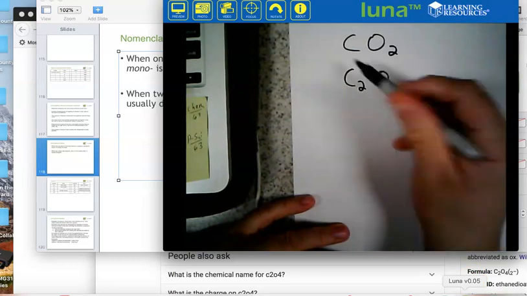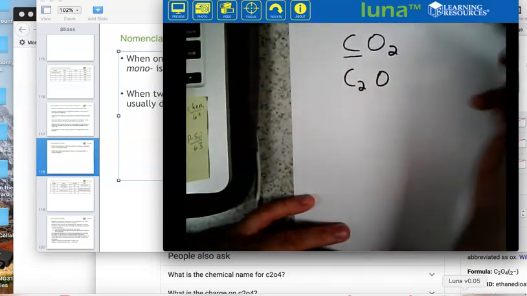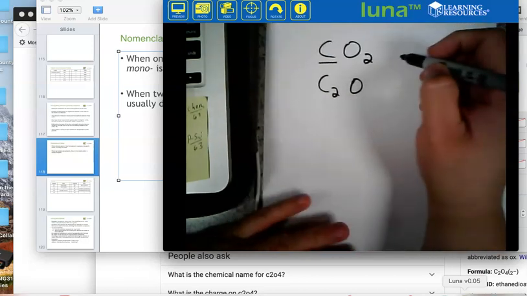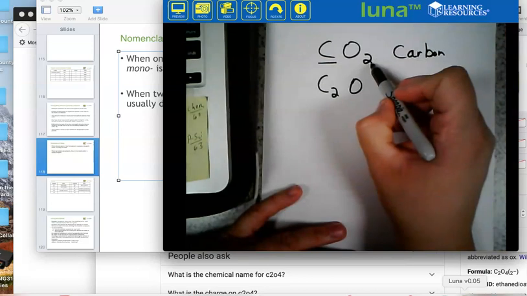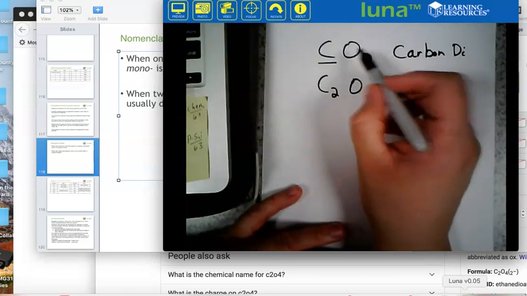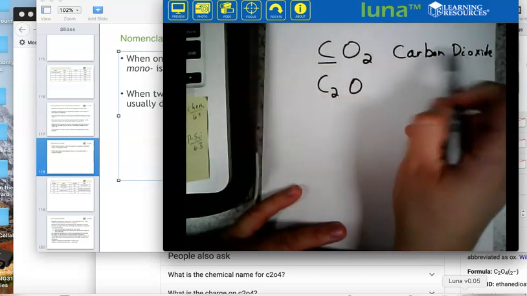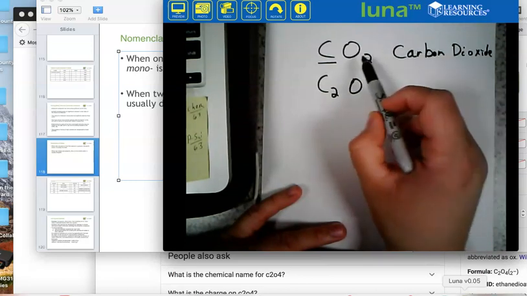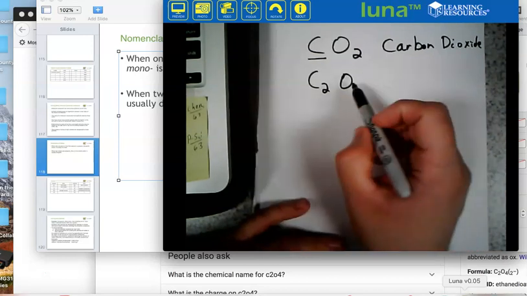CO2. Okay, so there's only one atom of the first element here, carbon, and so we wouldn't write monocarbon. We would just call it carbon. And then there's two oxygen atoms, so 2, which is di. The prefix for 2 is di. And then oxygen becomes oxide. So you're very familiar with CO2 being carbon dioxide, right? It's one of the gases that we exhale.